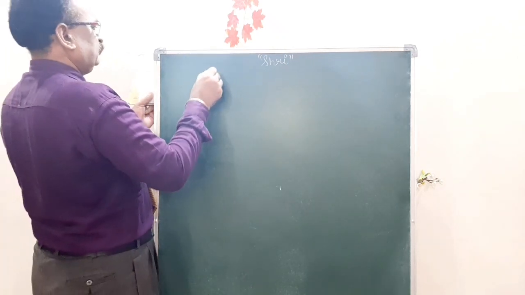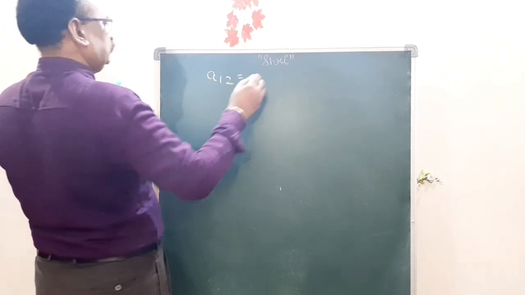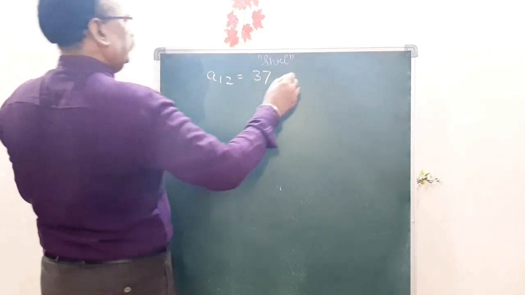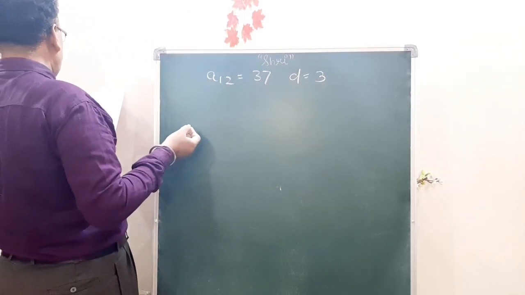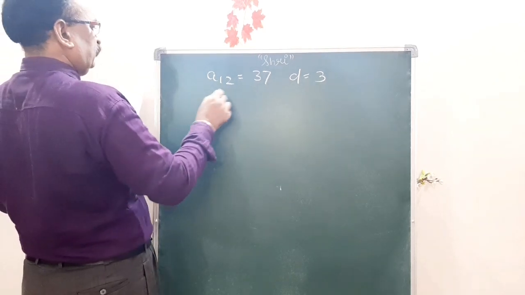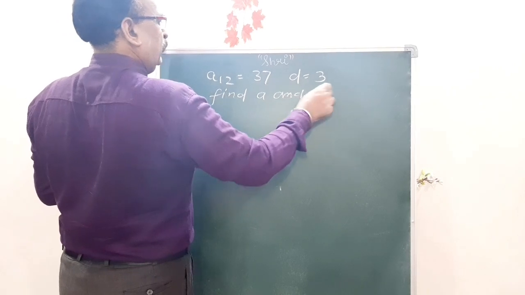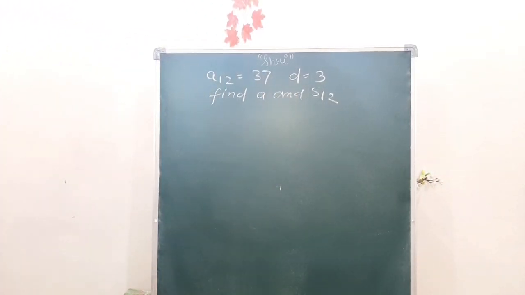A12 is equal to 37. D is equal to 3. Find A and S12. Let us see how.